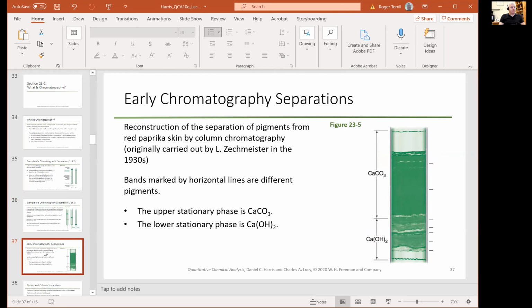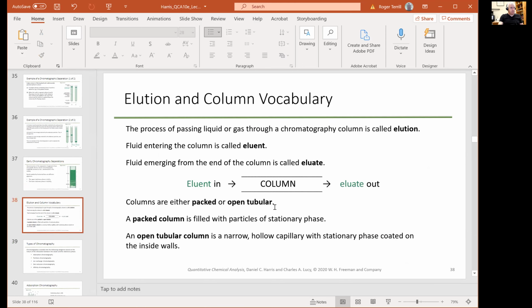So this is pretty horrifyingly bad, but they used to use calcium carbonate and calcium hydroxide and other stuff like that, and they would dissolve things in hexane, or God knows what they used in those days, some sort of petroleum ether, and they would flow these down these highly polar columns, and things would separate, but it's a very, very low resolution sort of separation.